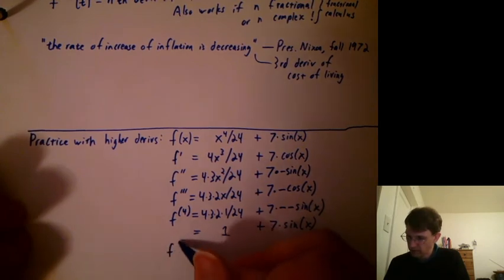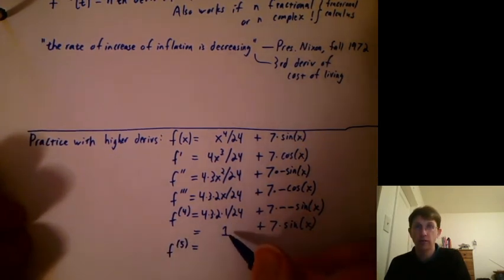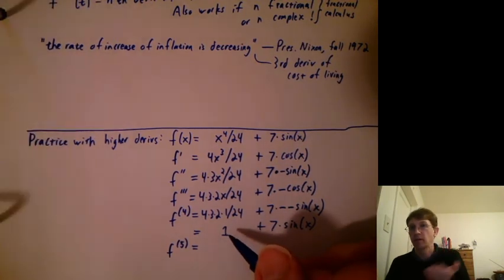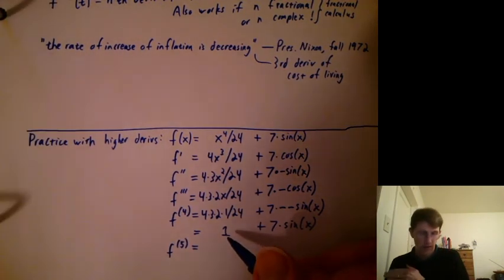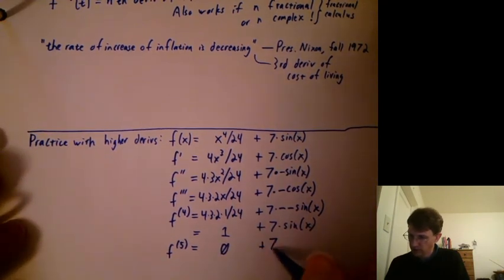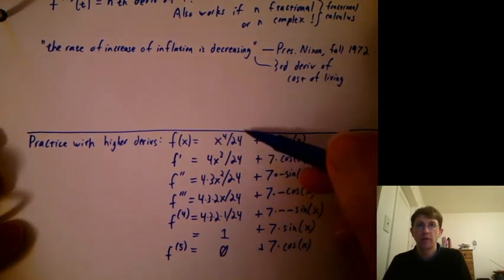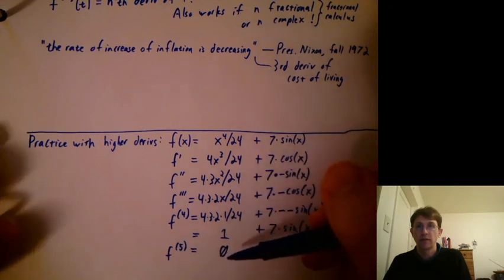Let's try the fifth derivative here. What's the derivative of 1? Well, 1 is a constant. How much does it change when x changes? It changes 0. So the derivative is 0. And then the derivative of 7 sine: I copy the constant multiplier, and the derivative of sine is cosine. So I started with a power or polynomial kind of term here, and after I took enough derivatives, I just got a 0.